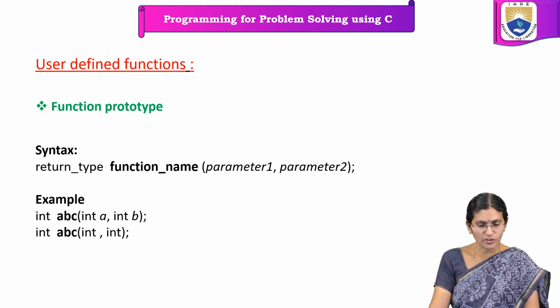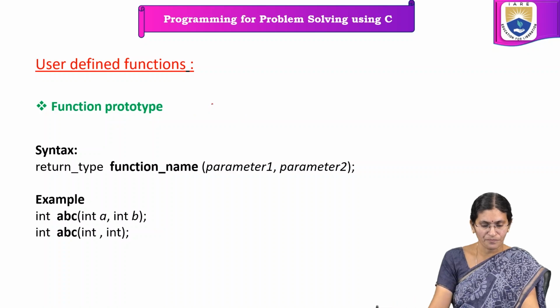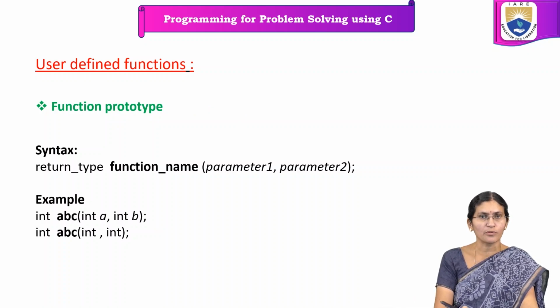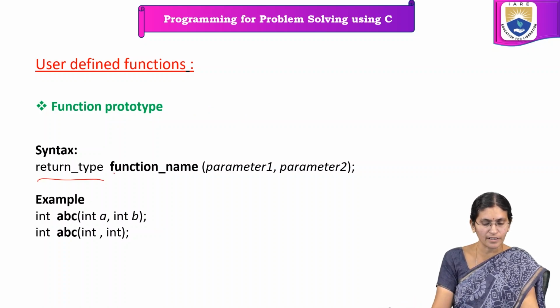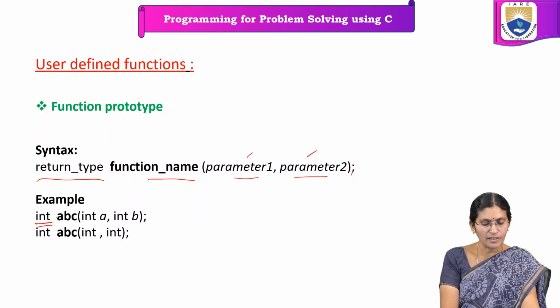First, the function prototype. A function prototype is a statement which acts as a forward declaration. This is the syntax of a function prototype: it should have a return type, then the function name, and then the parameters based on the number of parameters, and at the end we need to put a semicolon. In the example, int is the return type, abc is the name of the function, int is the data type, and a is the parameter.